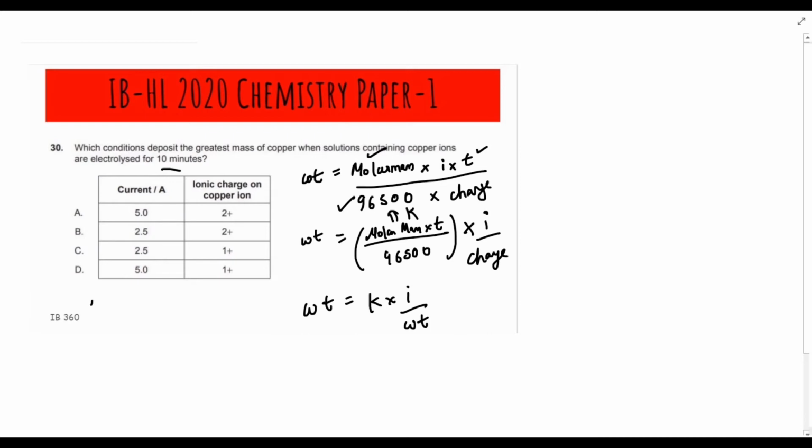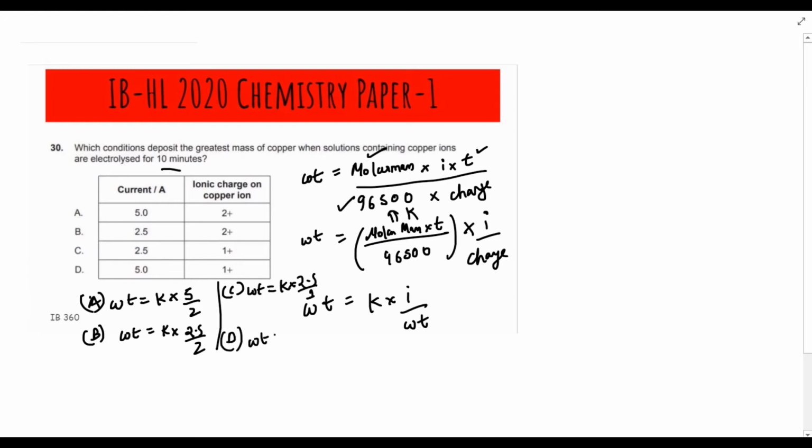In the first condition, or option A, the weight becomes K into 5 by 2, that's 5 by 2 K. In B, weight becomes K times 2.5 by 2. Option C, weight becomes K times 2.5 by 1. And in option D, weight becomes K times 5 by 1. Now of all the four options, we see that option D has the highest value because K will have a positive value, and that multiplied by 5 would be the highest value as compared to K multiplied by 2.5, or K multiplied by 2.5 by 2, or K multiplied by 5 by 2. So option D is the correct answer here.